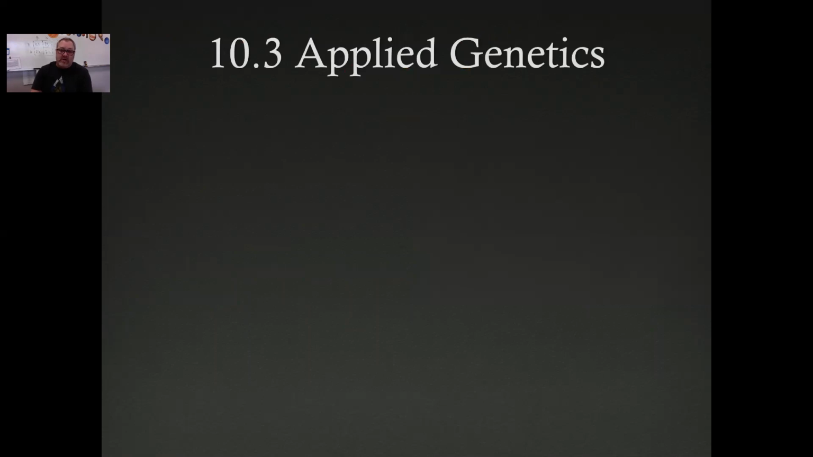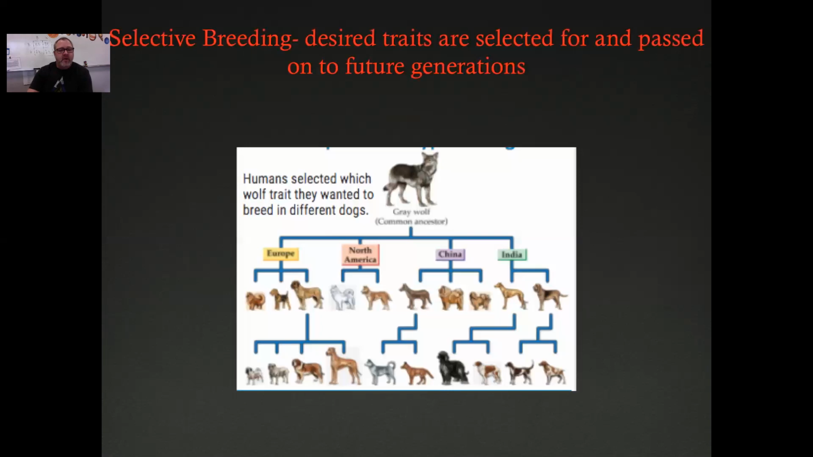Okay, that was a really short section, obviously. Now we're on to 10.3, which is applied genetics. All right, selective breeding. I think all of us are probably familiar with selective breeding. And the reason I put the dog image up here is because that's probably one area where we really see it a lot in our daily lives. Now, this happens obviously with plants and all sorts of stuff, but a lot of people tend to keep dogs around, and so it kind of makes sense.